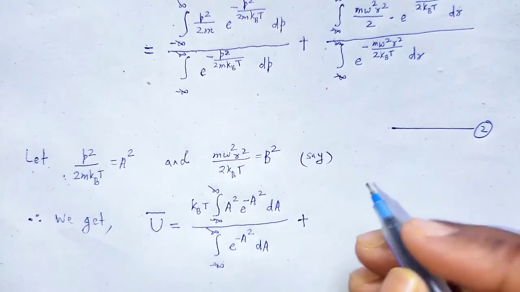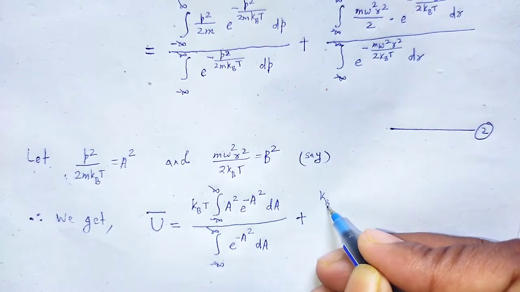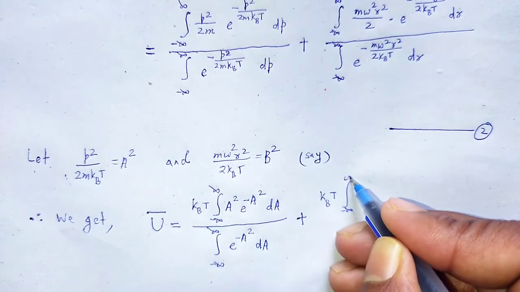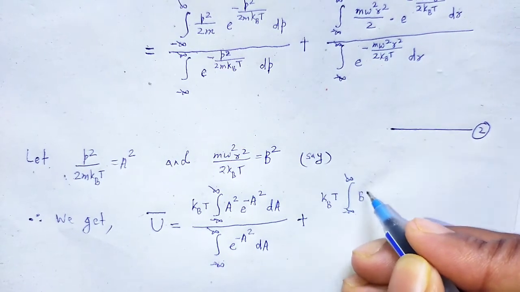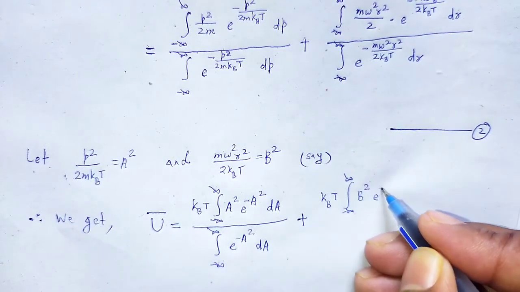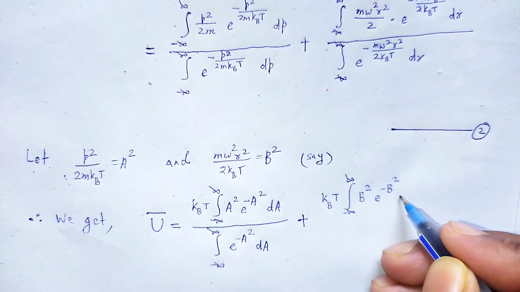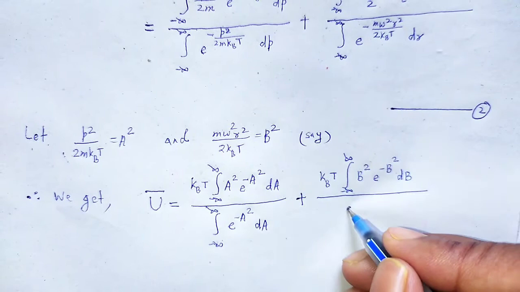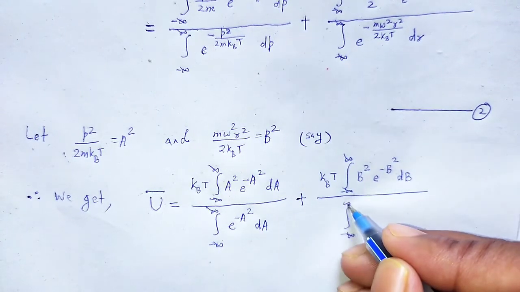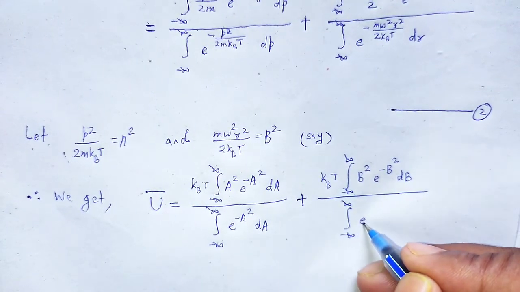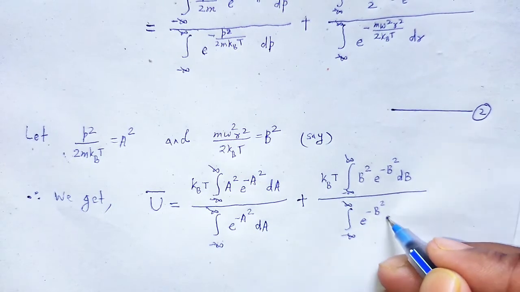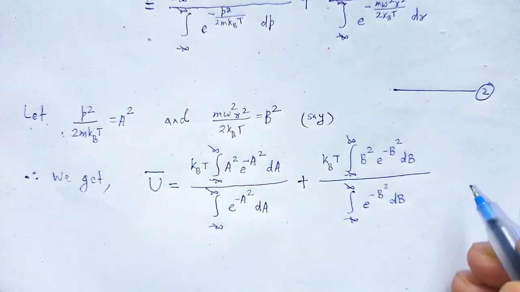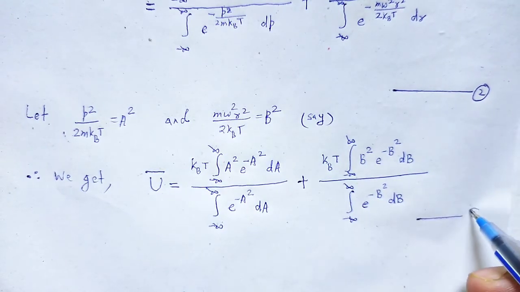Only the existing term remains: kBT integrating from minus infinity to plus infinity b square e to the power minus b square dB, whole divided by the integration over minus infinity to plus infinity e to the power minus b square dB. This is equation number 3.